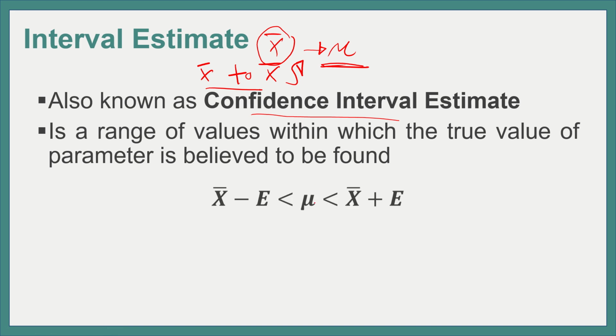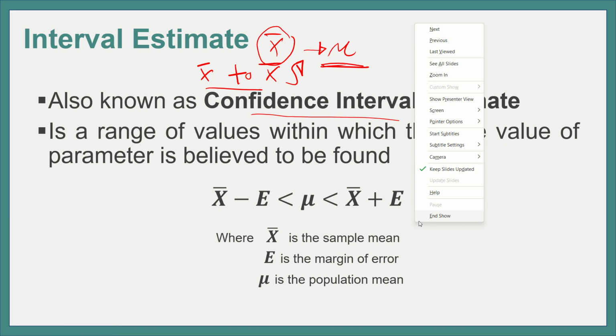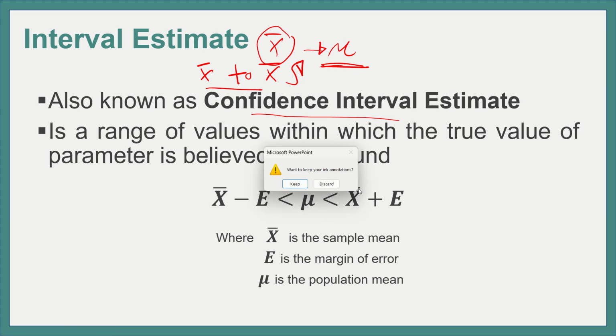We use this expression in order to represent the interval estimate of our population mean, where the mean is a value that is greater than our sample mean minus the margin of error, but less than our sample mean plus the margin of error. Here, x bar is the sample mean, E is the margin of error, and mu is the population mean.